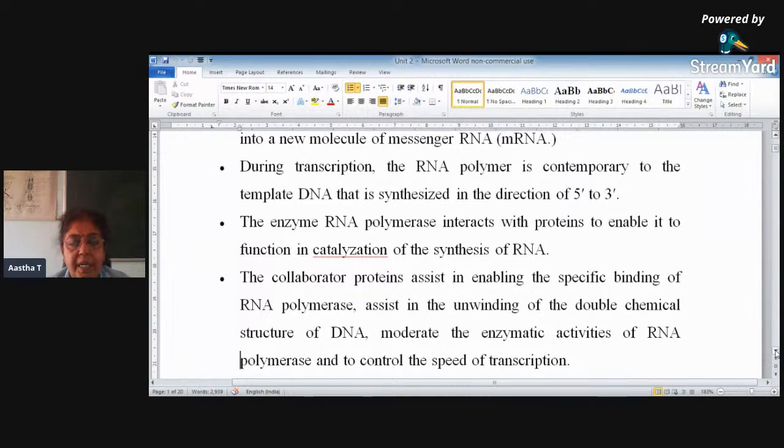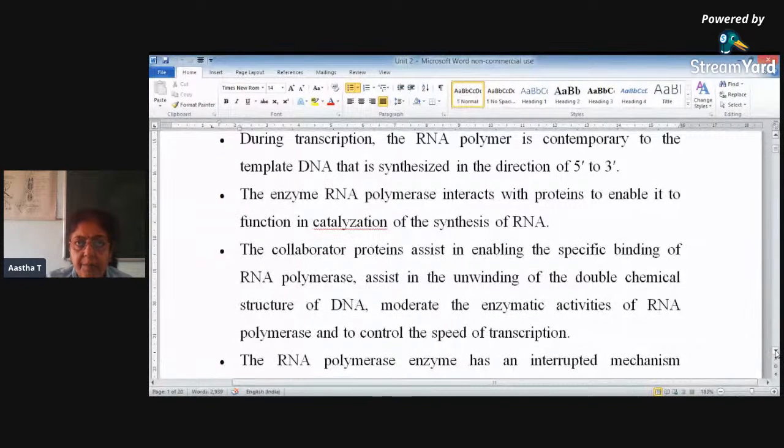So RNA polymerase alone does not do this work, there are accessory proteins along with it and they help in separating the two strands of DNA, breaking the hydrogen bonds between them, and then the template strand will be involved in the synthesis of mRNA. So these enzymatic activities not only help in the synthesis of mRNA, but they also help in controlling the process of transcription, controlling the speed of transcription.